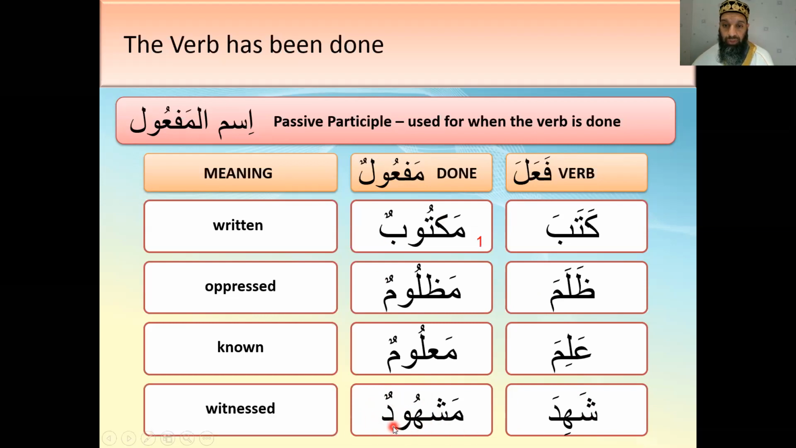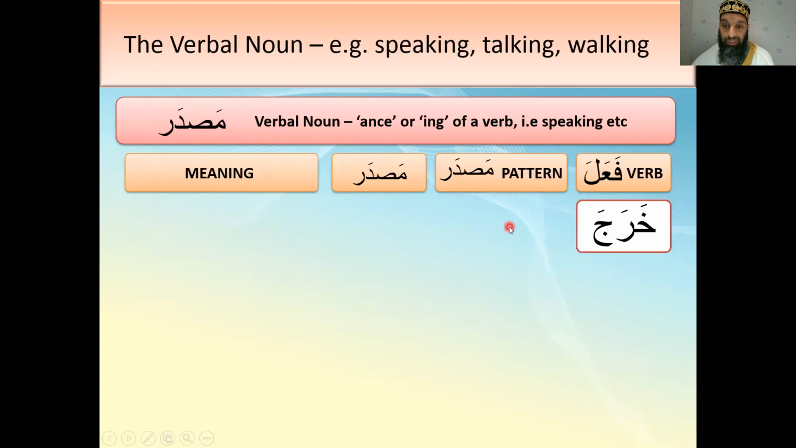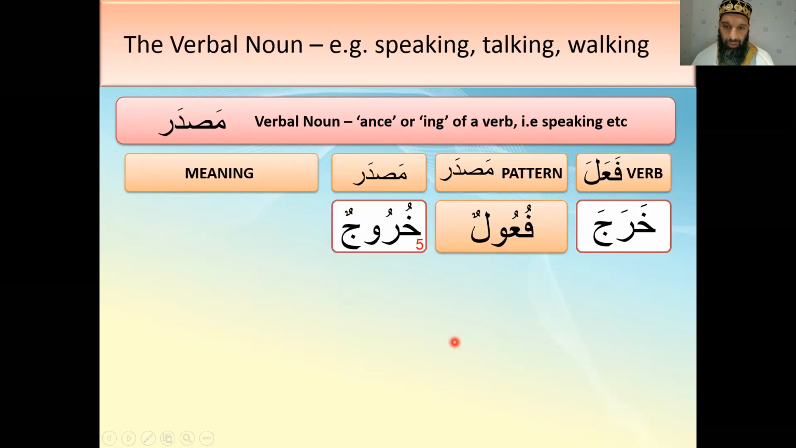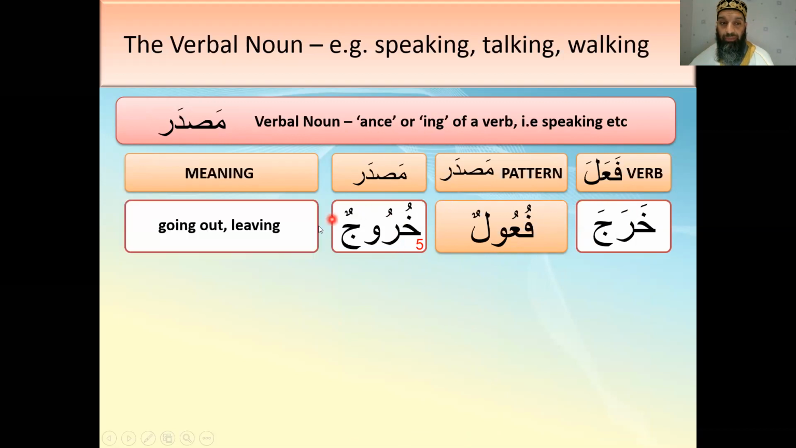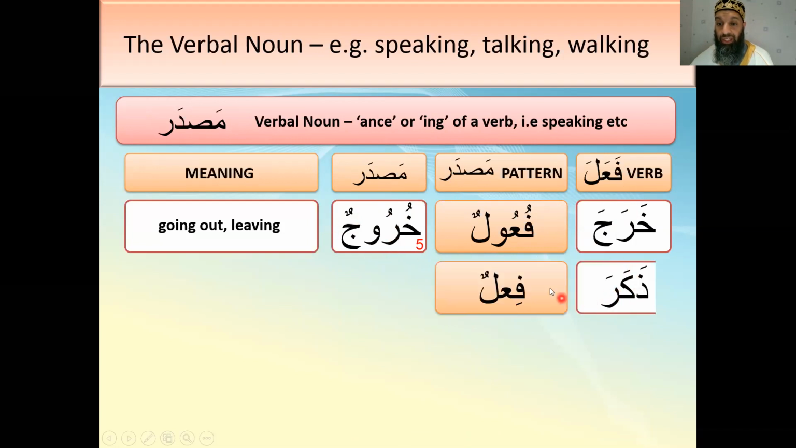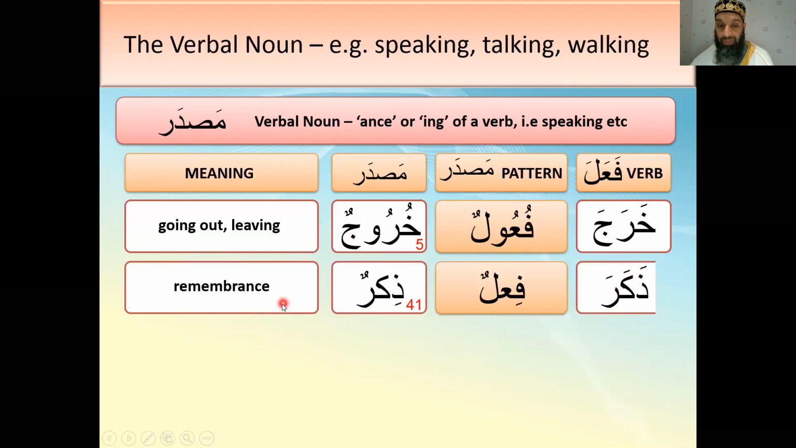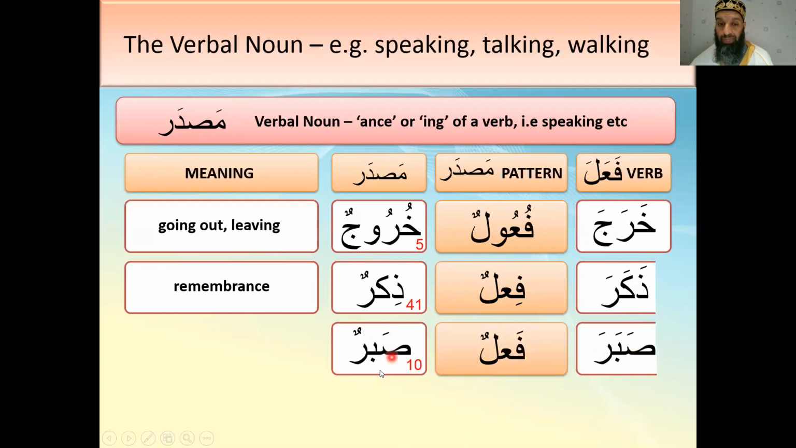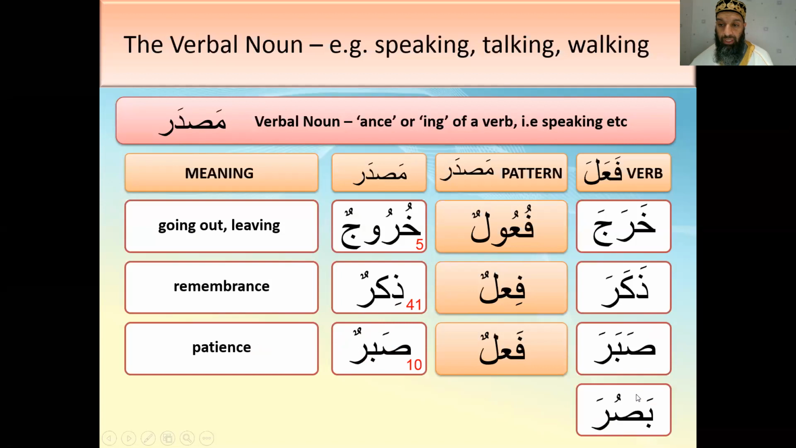Okay, next one. Masdar, we did masdar. We're running out of time, got 3-4 minutes left. Right, so when fa'ala goes to fu'ulun, it makes the masdar. The masdar is the ness and the ing of the verb. So he left, leaving. Dhakara, he remembered, remembrance. Sabara, he was patient, sabrun, patience. Basura, he saw.